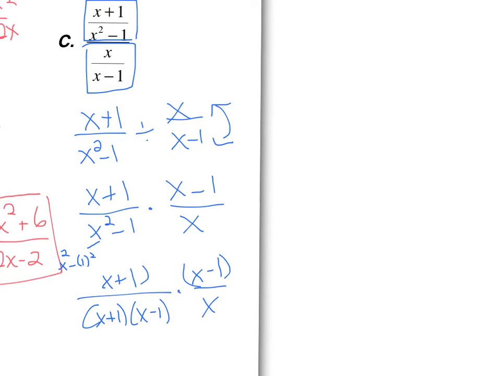We put these in parentheses. So I notice that x plus 1 cancels with x plus 1. x minus 1 cancels with x minus 1. So the top is now just 1. So I simplify to 1 over x. And that completes notes on section 8.3.